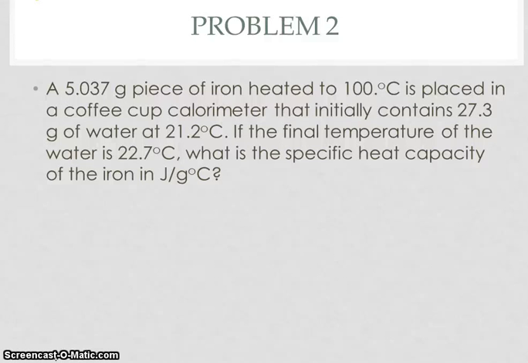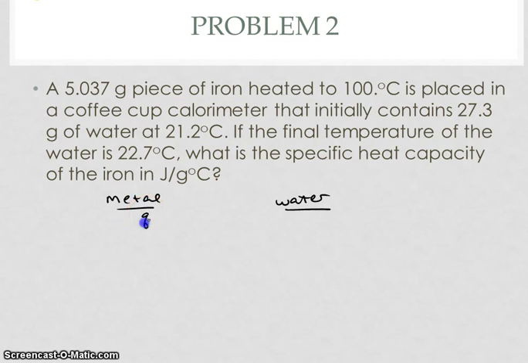The temperature of the water is going to go up until those two temperatures are equal. So we can set the energy lost by the metal equal to the energy gained by the water and solve for our specific heat capacity for iron. So we're going to have two sides to our equation. We've got the metal and we've got the water.